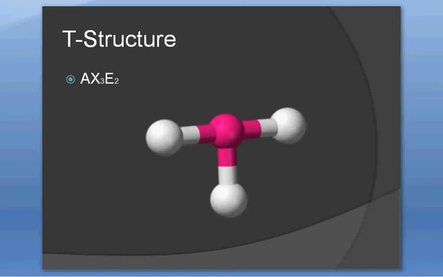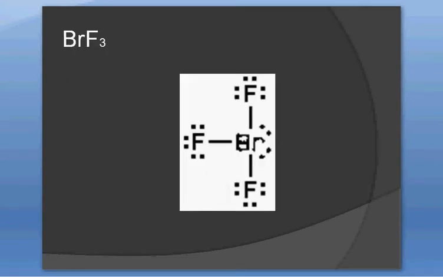The third shape is T-shaped, AX3E2. This one's easy since the shape looks like a T. Looking at bromine trifluoride, we can see three bonding pairs and two lone pairs of electrons.